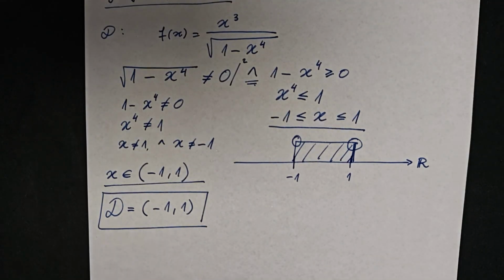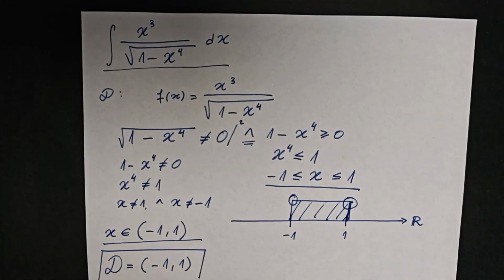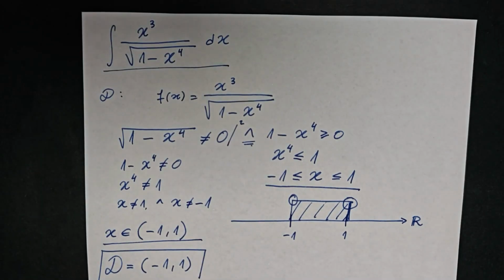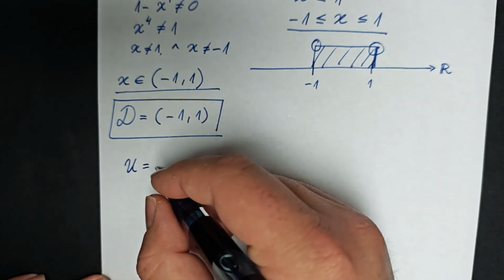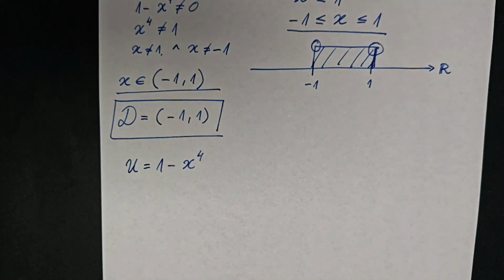We need to pick our u. Remember what I have told you about some possibilities that can happen. u is usually the x expression which is inside of another function. And a good choice for u substitution in this case is 1 minus x to the fourth power. So let's write that down. Our u substitution is 1 minus x to the fourth power.